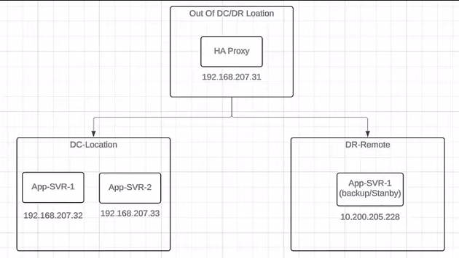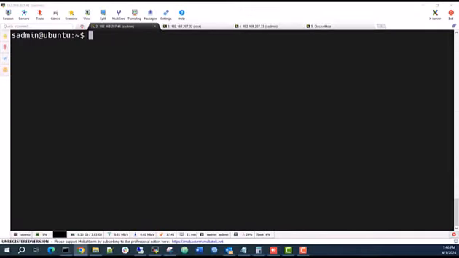Hello and welcome. We are going to demonstrate HAProxy with DC and DR architecture. In this demo, we will configure HAProxy in a remote location other than DC. We will configure two backend application servers in DC location and one backend application server as failover load balancing in DR location. Let's start with updating the repository by apt update.